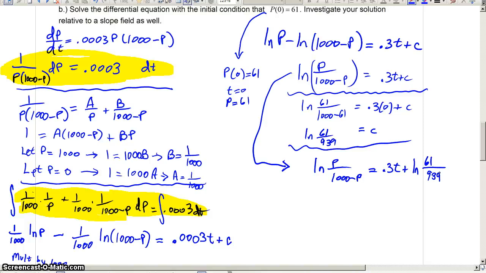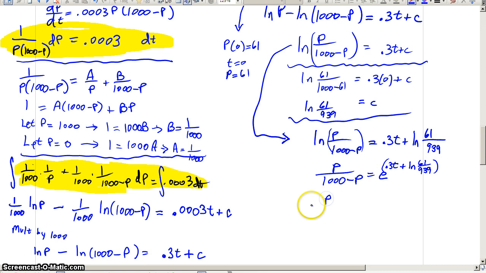I don't want to have P trapped inside of a natural log, so I'm going to raise both sides to the e to the left power, e to the right power, exponentiate, in other words. So what we'll see is P over 1000 minus P, and here we'd get e to the 0.3T plus natural log of 61 all over 939. And that is all a power of e.